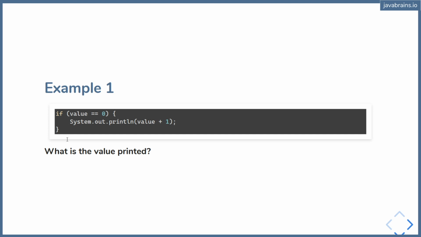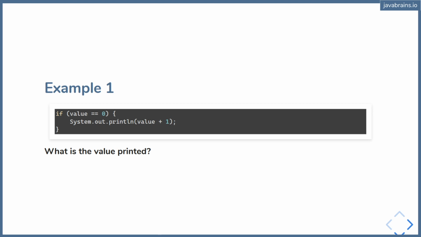So here is the piece of code. I have an if condition here, which is checking if a certain value is equal to 0, then I'm printing something to the console. Now, if I were to ask you, what is the value that gets printed to the console? What would your answer be? Well, simple to find out. This is 0, and I'm printing value plus 1, so it'll be 0 plus 1. What gets printed to the console should be 1.